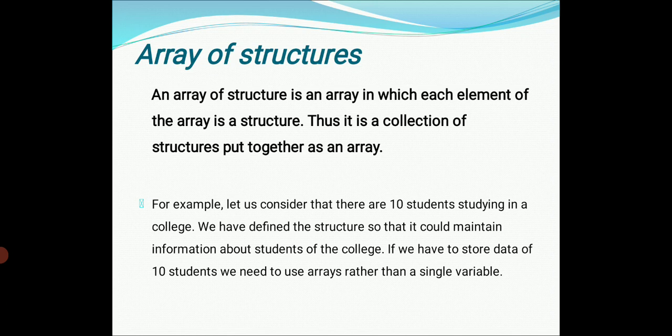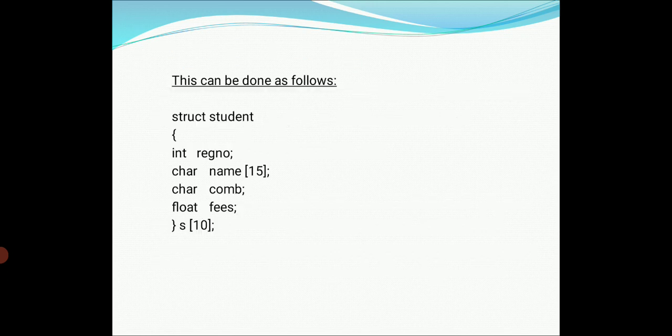For example, a simple example: let us consider that there are 10 students studying in the college. We have defined the structure so that it can maintain information about the students of the college. If we have to store the data of the 10 students, we need to use an array rather than a single variable. This is a general example.